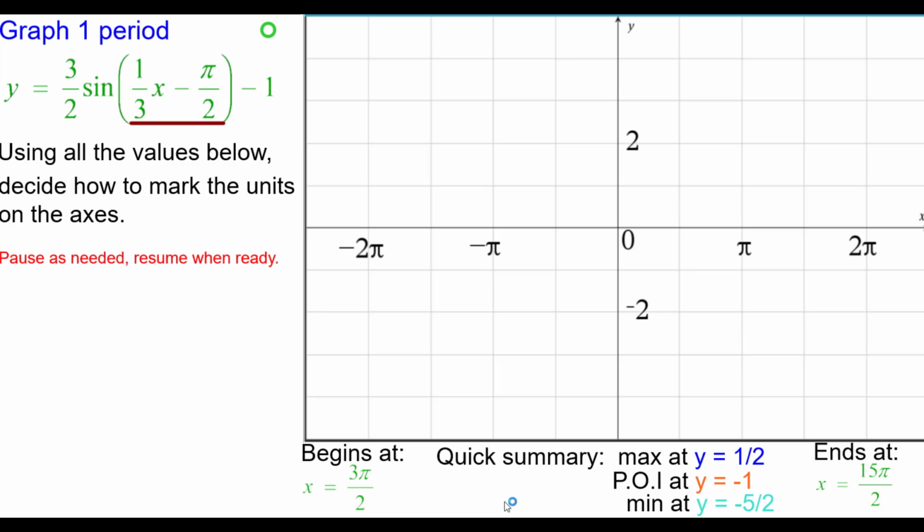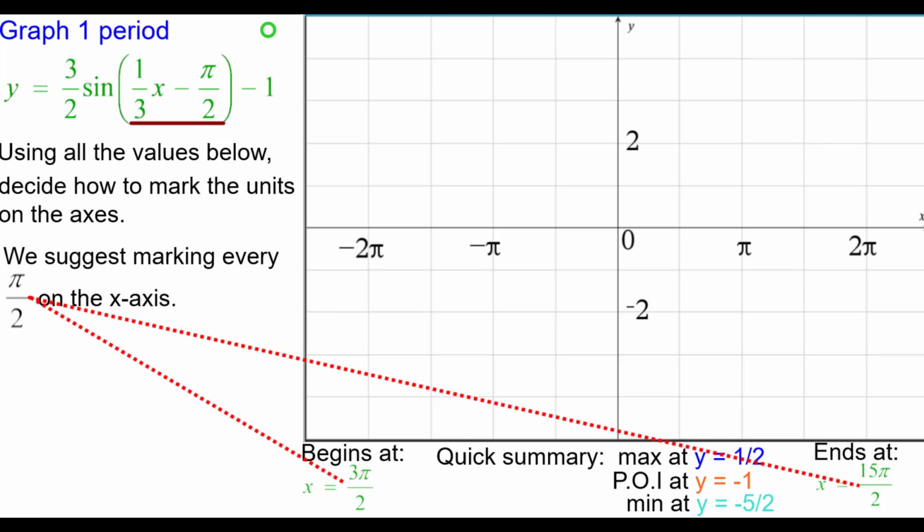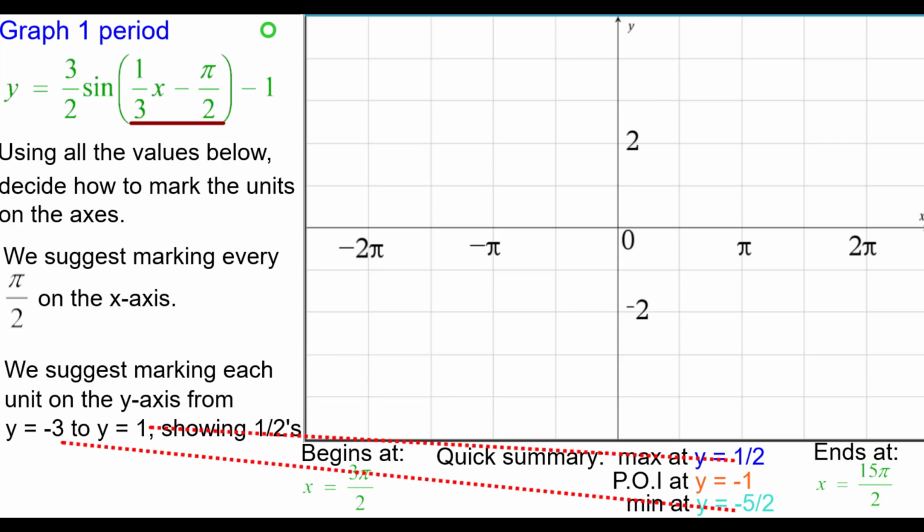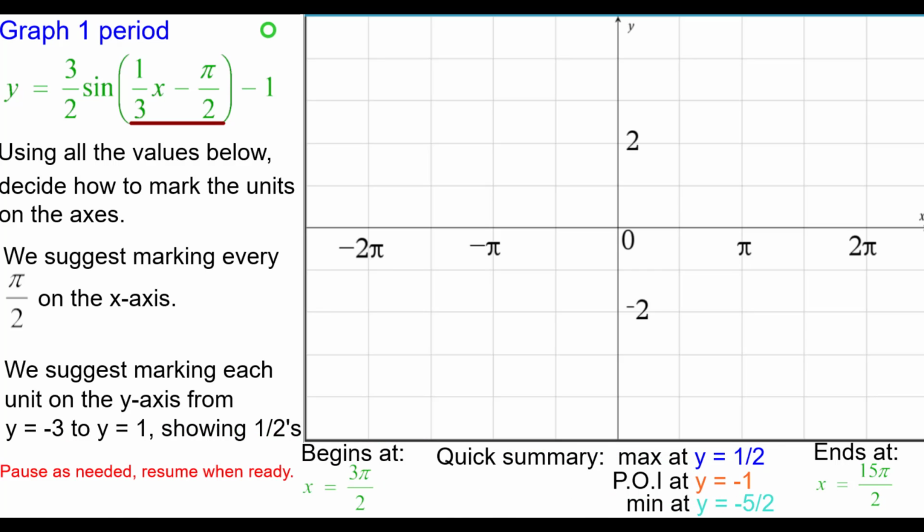We need to use all these values here to decide how we're going to mark the units off on both the x-axis and the y-axis. Pause as needed to decide that. So we suggest marking off every pi over 2 along the x-axis, and at least have 3 pi over 2 to 15 pi over 2. And we suggest marking off each unit, starting with at least y equals negative 3 up to y equals positive 1. And we do want to show halves. So go ahead and press pause to create your axes.